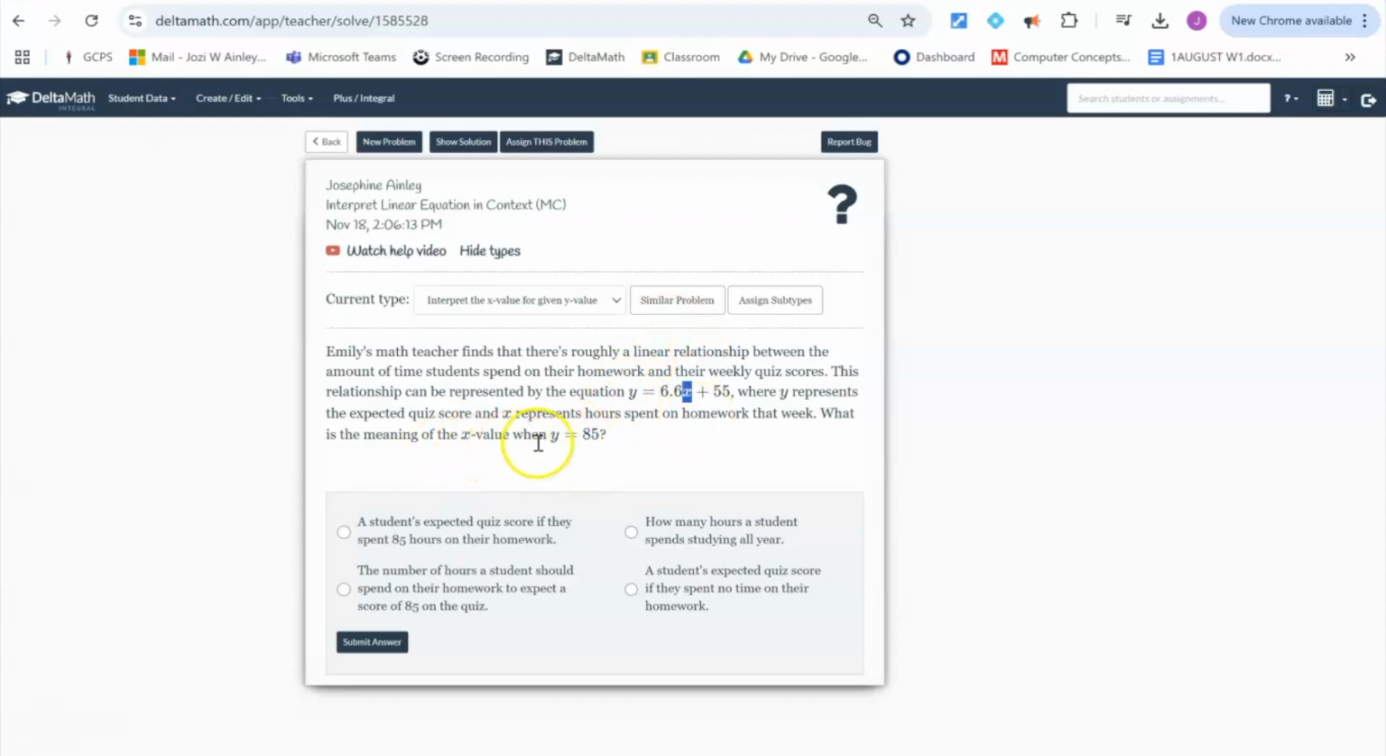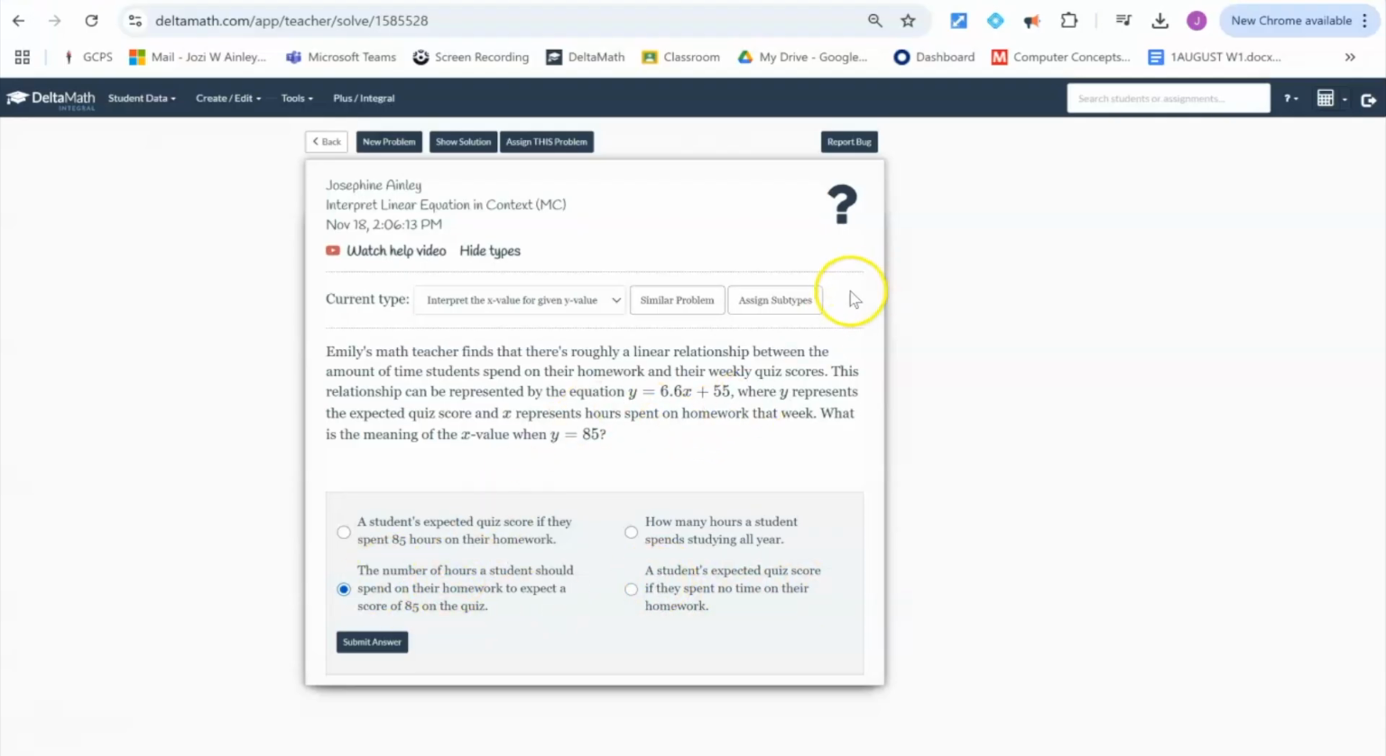What is the meaning of the x value when y is 85? Again, y is 85, that's the score I get, whereas x is the number of hours in order to get the 85. So I'm looking for an answer that says I spend x hours and I'll get 85. A student's expected score if they spent 85 hours? No, this is not hours, because y represents the expected quiz score. The number of hours a student should spend on their homework to expect a quiz score of 85? That's exactly it. How many hours a student spends studying all year? Nope. A student's expected quiz score if they spend no time on their homework? Absolutely not. So this is the answer.